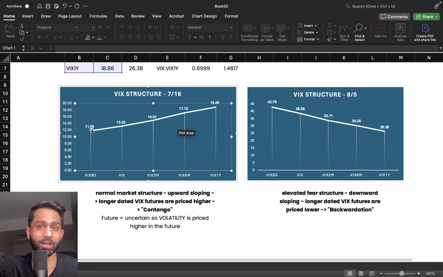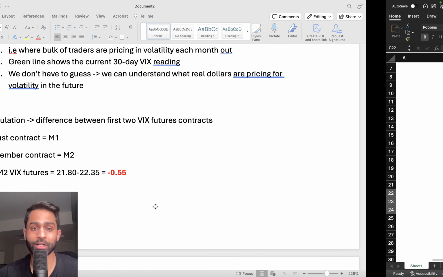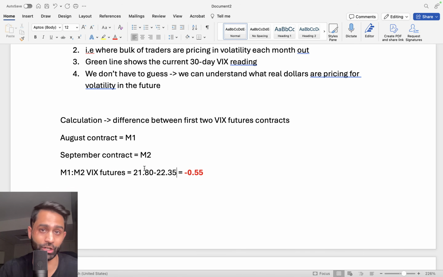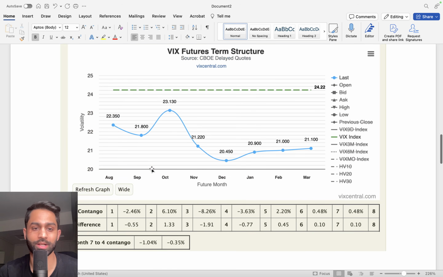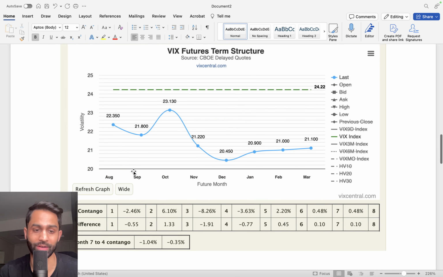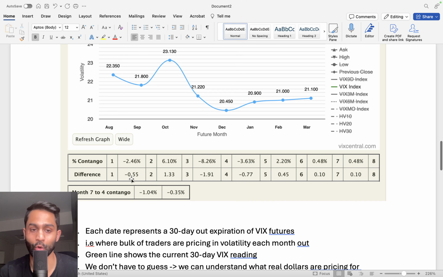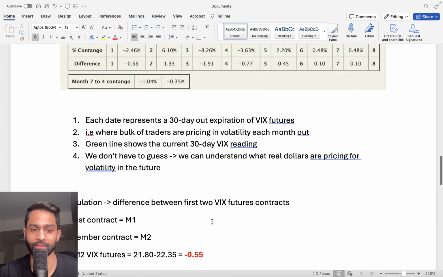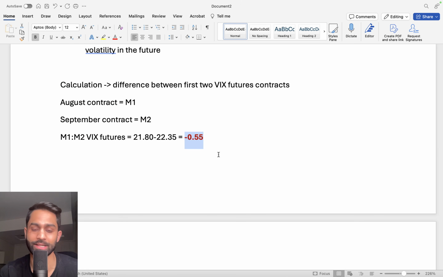That's an upward slope, because as you go further out in time, you're seeing the volatility also increase. That's the expected volatility from the markets. So if the shorter end of the curve is priced higher than the longer end of the curve, in other words, August futures are priced higher than the September futures, we're going to get a negative number. If you take the September 21.8 subtracted by the August 22.35, you get the difference going out 1 month of negative 0.55. That's exactly what we have over here, negative 0.55.